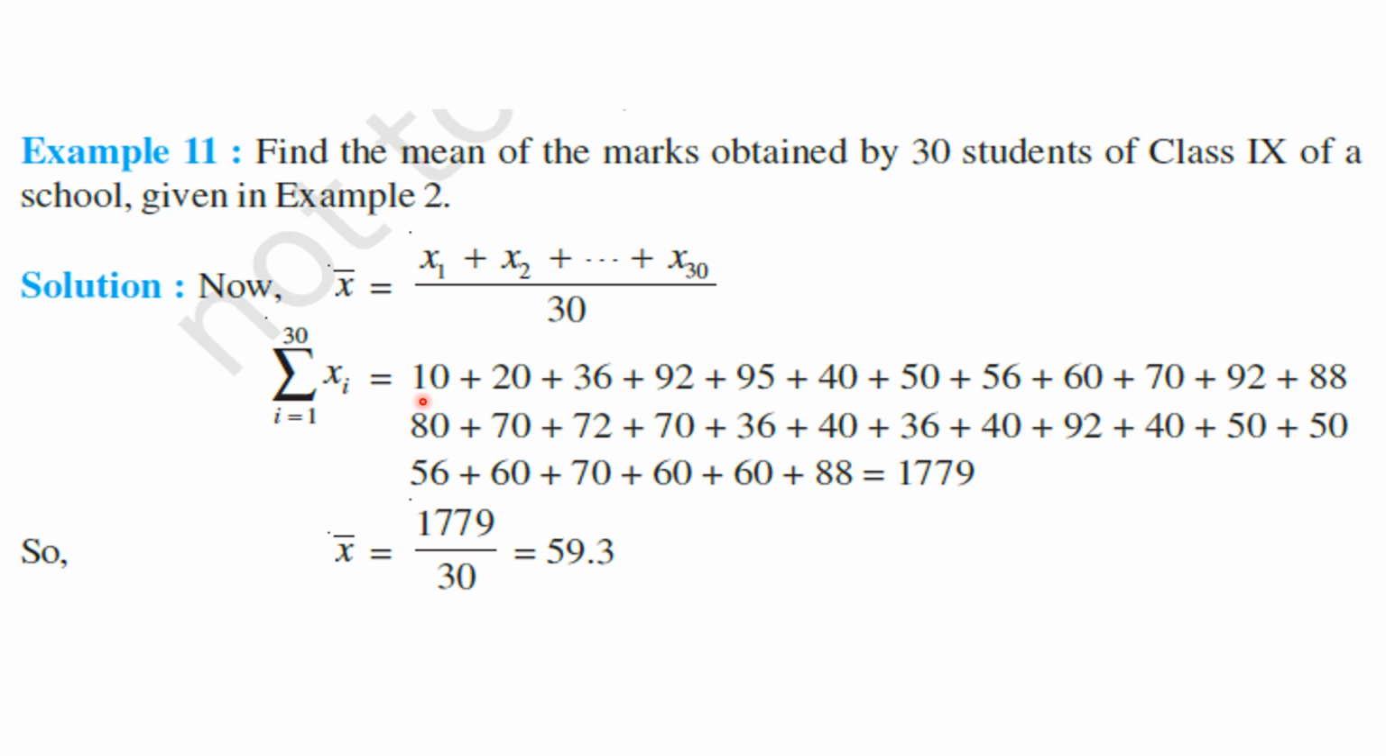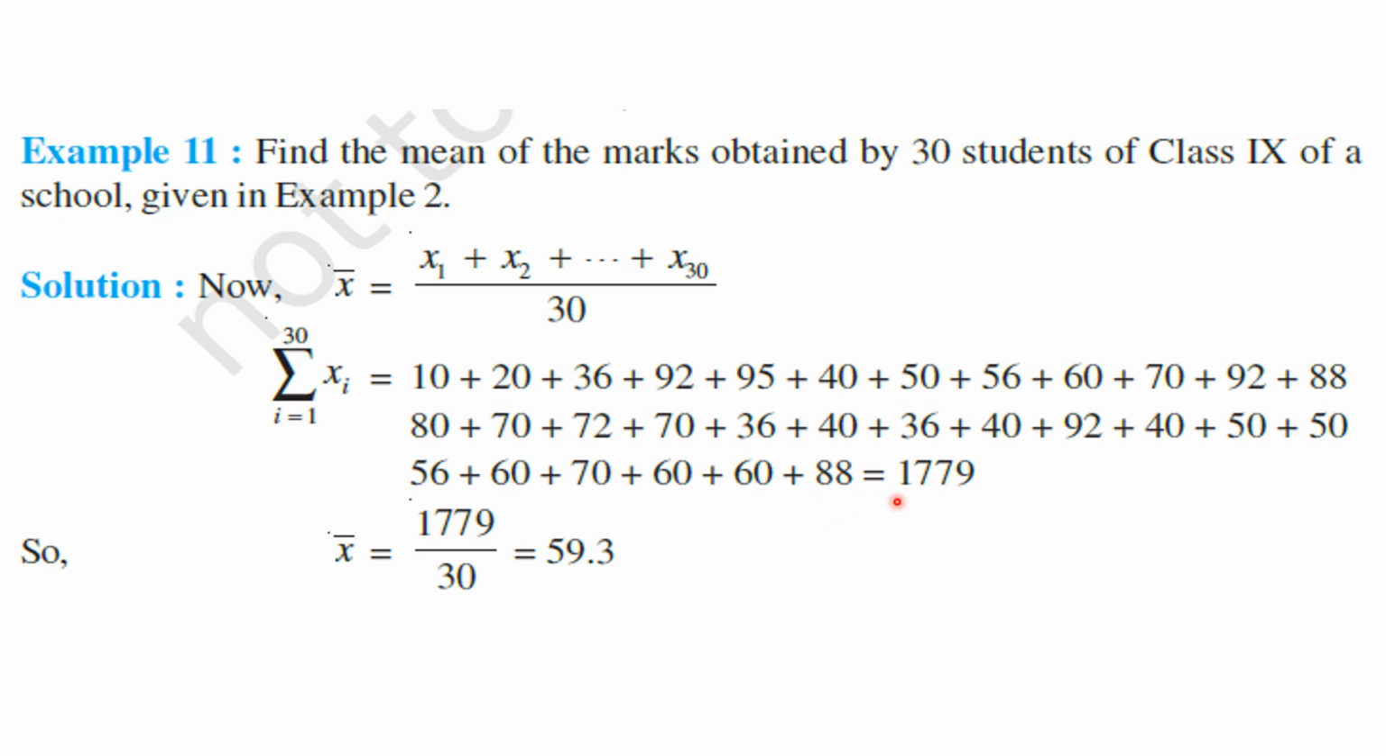This is the first observation, 10. This is the second observation. This is the third observation. This is the fourth observation. This is the fifth observation. This is the sixth observation, seventh, eighth, and so on. Total 30 observations are there. If you count all these observations, total 30 observations are there. Here we are finding the sum of all these 30 observations. Okay, my children, understood this point?